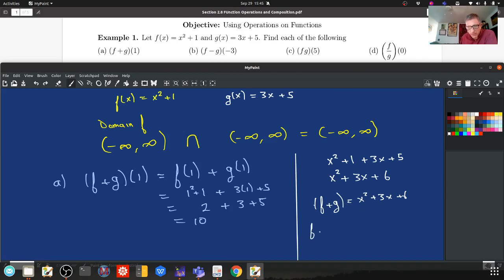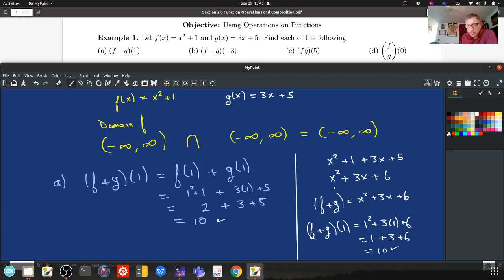So let's do f plus g of 1. That means I'm just going to plug in 1 in all of this. That's plus 6 there. Make the correction. Times 1 plus 6. Well, that's equal to 1 plus 3 plus 6, which is equal to 10. And I get the exact same answer. So you can do it either way.